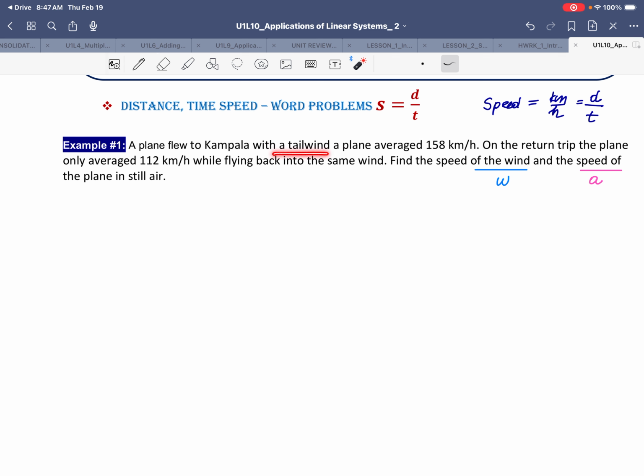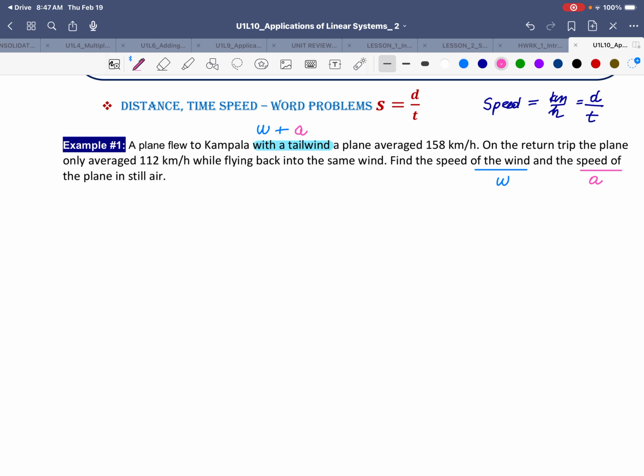So what does it mean with a tailwind? With a tailwind means that the speed of the plane and the speed of the wind are going in the same direction. So if you can imagine yourself walking on a windy day, if the wind is behind you, so you're going with the speed of the wind, you're going to tend to walk faster. That is because your speed is fueled by the speed of the wind as well. So what that means is that when the plane flew with the tailwind, then the total speed will be W plus the speed of the plane.